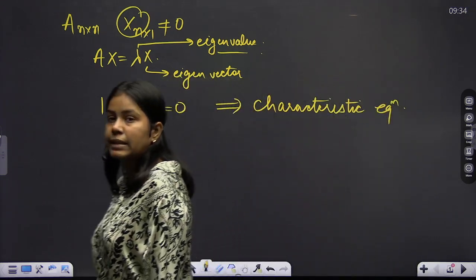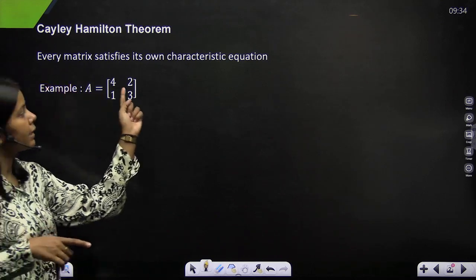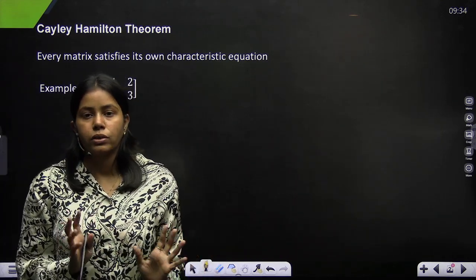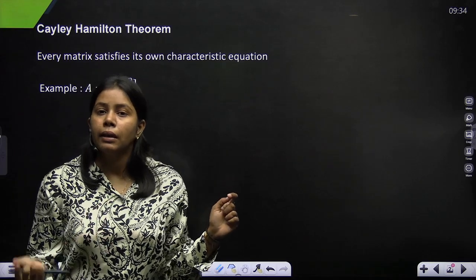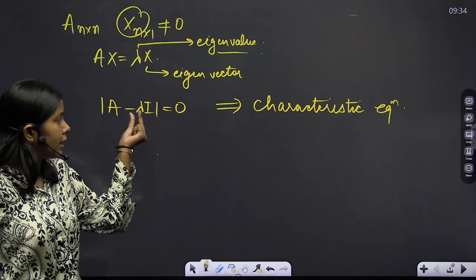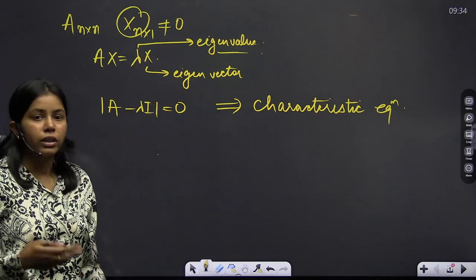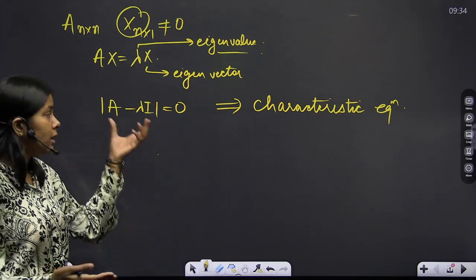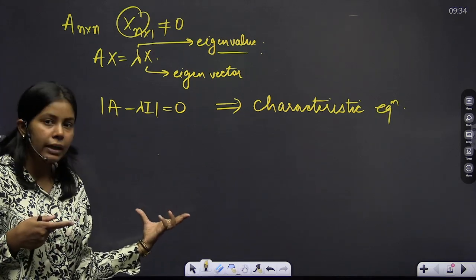Cayley-Hamilton theorem says that every matrix satisfies its own characteristic equation. That means if I replace lambda with A, it would satisfy. I can replace lambda with A, and A minus A would be 0. So that is my characteristic equation. Because when solving this determinant of A minus lambda I, I am getting a polynomial.